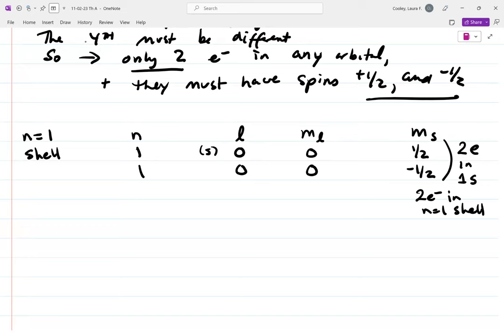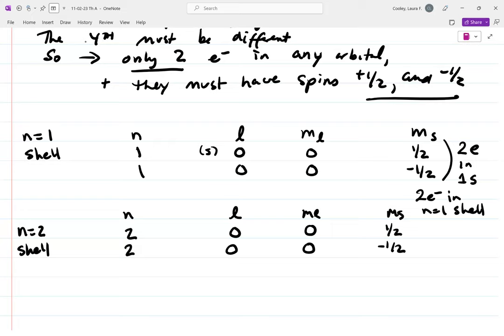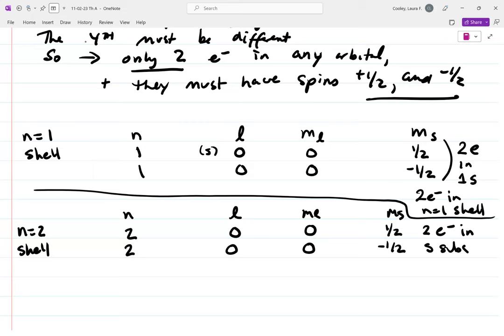Okay, let's do the n equals two shell. So what do I put here for n? 2. And now there are two different l values that you can have here. What's the first one? 0. And the m sub l for l equals 0 would be 0. So what does m sub s have to be? Well, we could have 2 electrons, one with 1/2 and one with -1/2. That would be the 2 electrons in the s subshell of the n equals 2 shell.